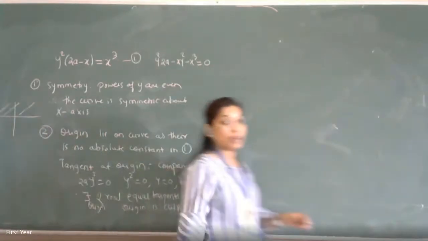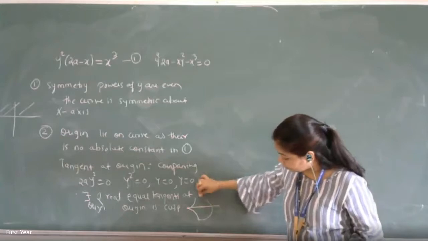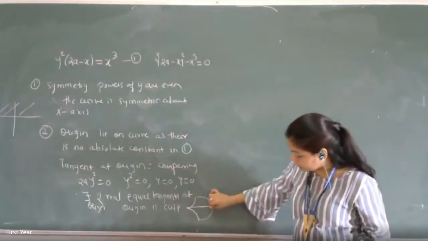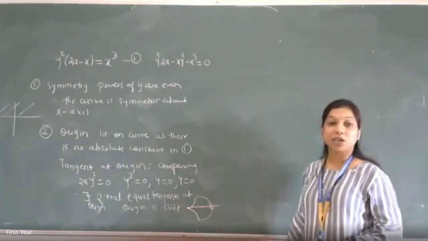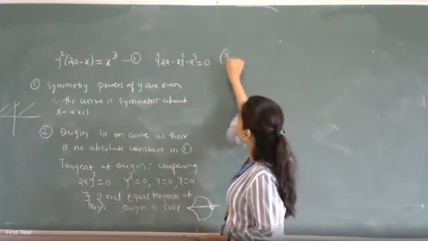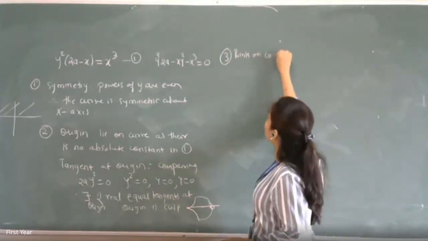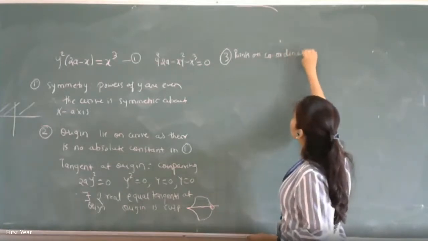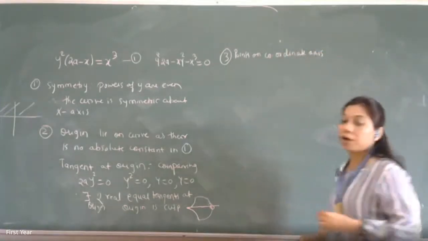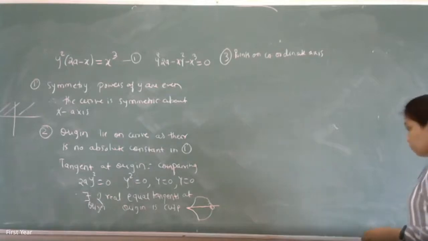What is the next point? This curve which is there now, it may come again back to the x-axis, like this, if there is a point of intersection with the x-axis. So now you have to find the point of intersection. So the third point is points on coordinate axis. How do you find points on coordinate axis? Taking x is equal to 0 and y is equal to 0.